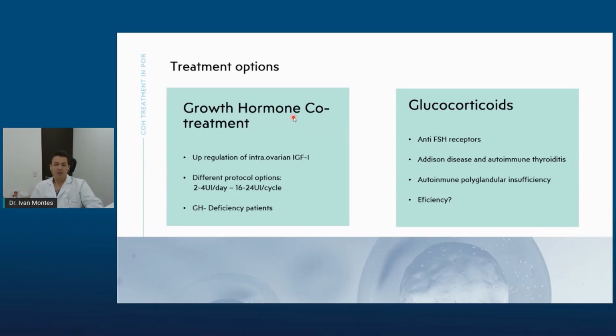We would recommend that you use between 2 to 4 units from the day of the beginning of the ovarian stimulation until the day of the oocyte retrieval. Each day, or one day you use it and one day you don't. And both of those types of treatment can be used and they work for this type of patients.